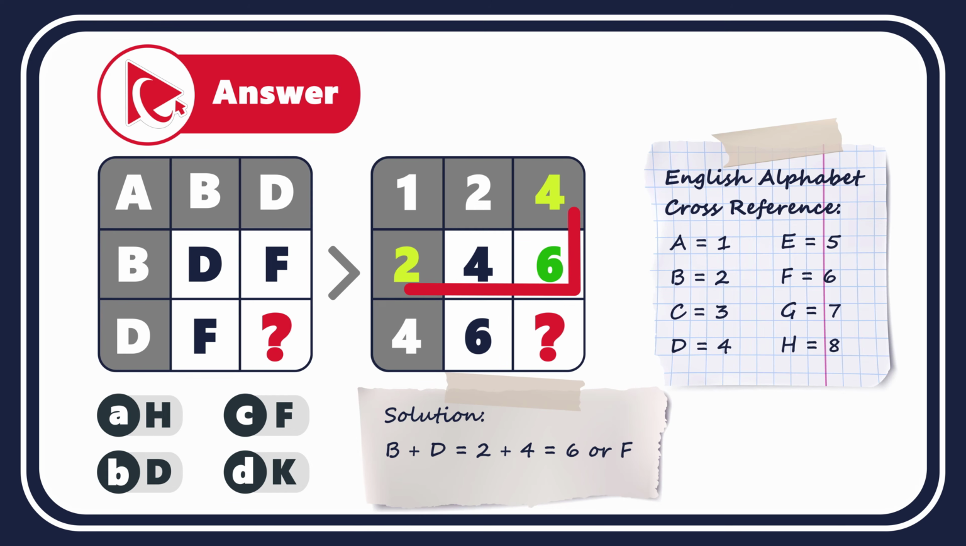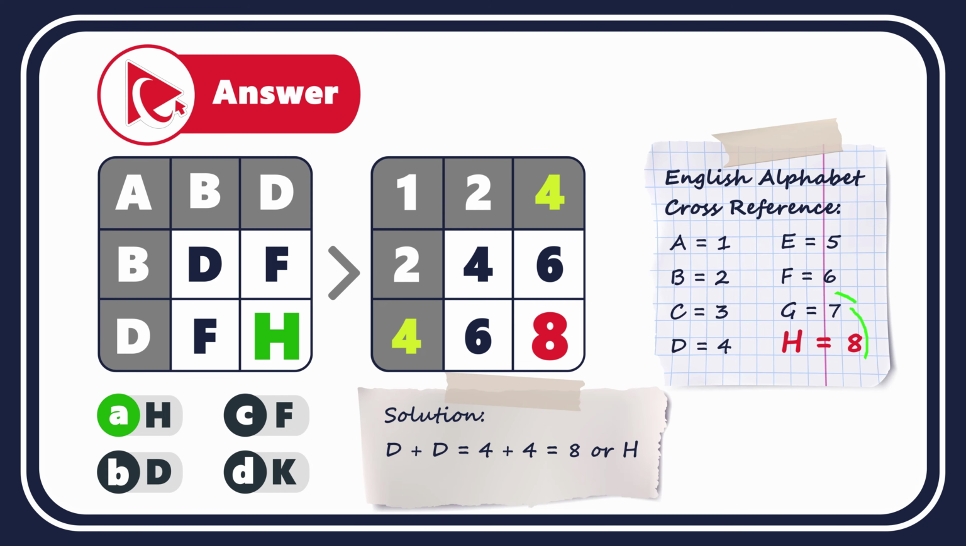2 plus 4 equals 6. This is the result of the calculation in the third row, which would mean that the missing number at the intersection of 4 and 4 will be calculated as addition of 4 plus 4, which would be equal to 8. So the correct answer here is choice A, H, because H is the letter that corresponds to the number 8.